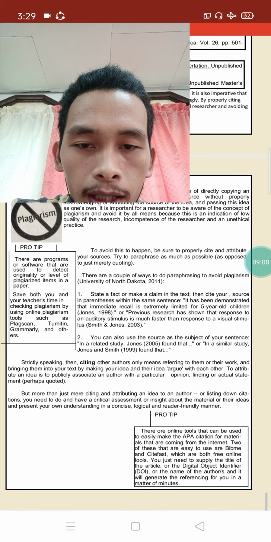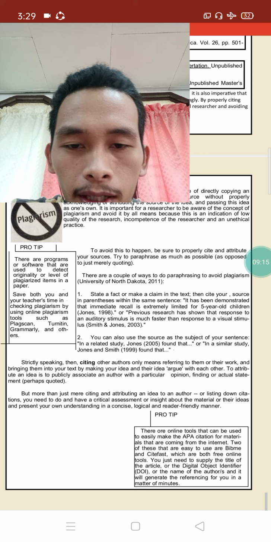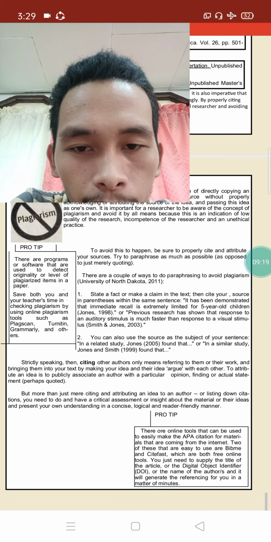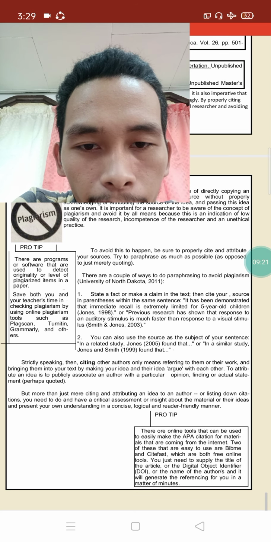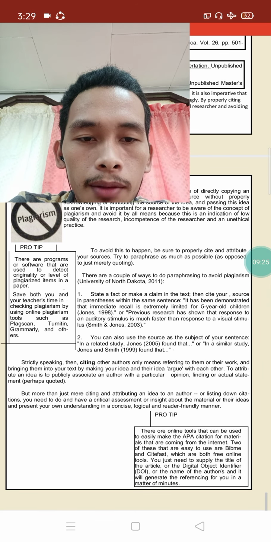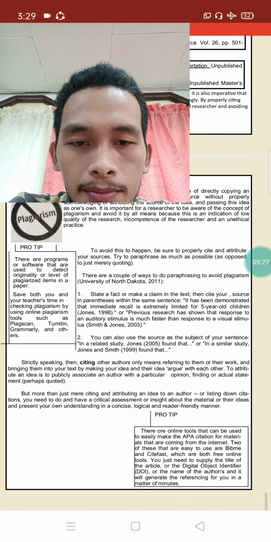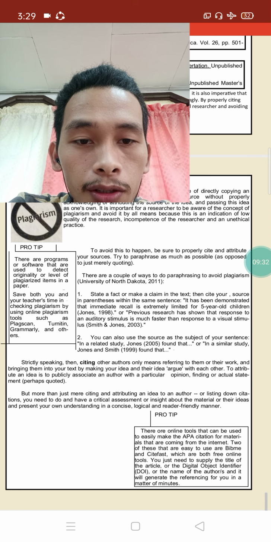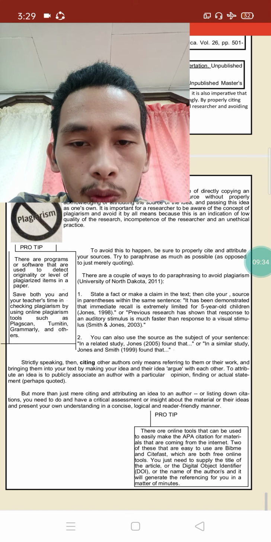It has been demonstrated that immediate... And then you can also use the source as the subject of your sentence, diba? Or in a similar study. Again, there are a couple of ways to do paraphrasing to avoid plagiarism. State a fact or make a claim in the text, then cite your source in parentheses within the same sentence. It has been demonstrated that immediate recall is extremely limited in 5-year-old children, according to Jones 1998.